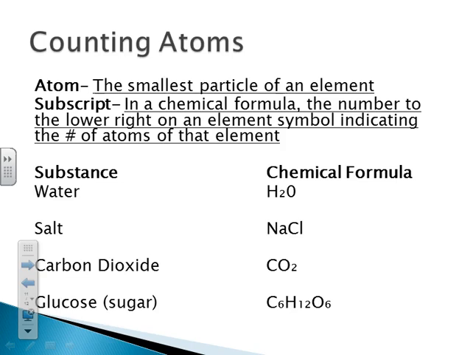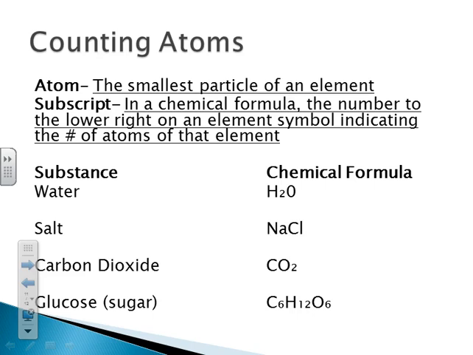So tomorrow you're going to learn how to count atoms, which is actually really fun. So you need to know what an atom is. An atom is the smallest particle of the element. And then you also need to know what a subscript is. A subscript, in a chemical formula, is the number to the lower right of an element symbol. It indicates the number of atoms of that element.